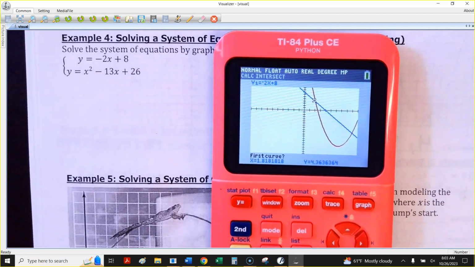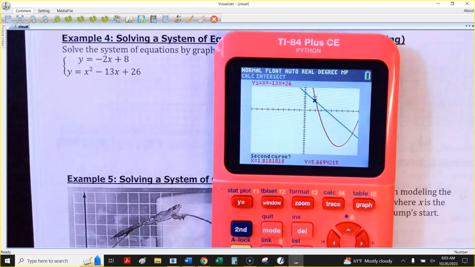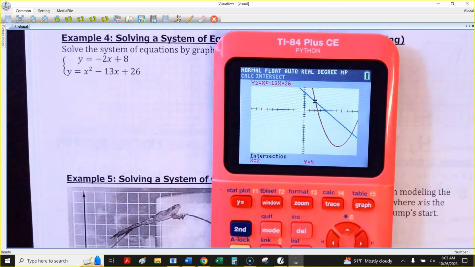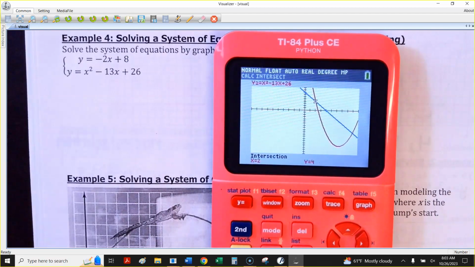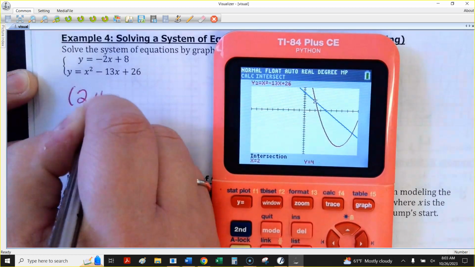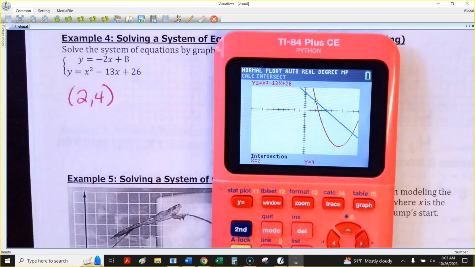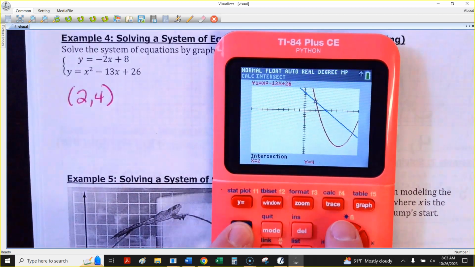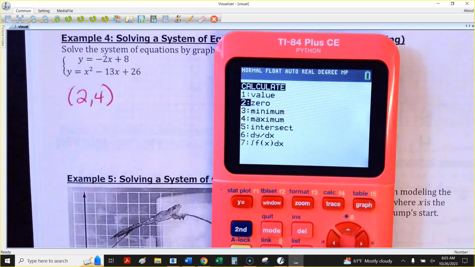It'll say first curve, which just means it's on the line. Hit enter. Then it'll say second curve. That just means it's on the parabola. Hit enter. And again, I don't know why it's programmed to say guess, but just go ahead and hit enter. And that'll give you that intersection point. So this guy's at 2, 4. And then similar to what we just did, you've got to completely repeat the process to find the other intersection. So just go back, second trace. You want the intersection this time, not the 0.